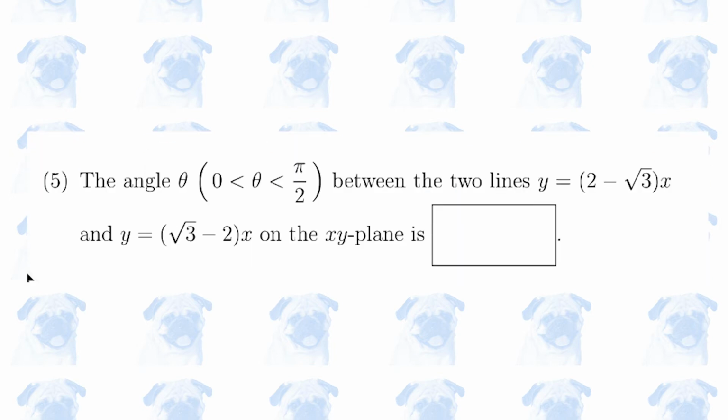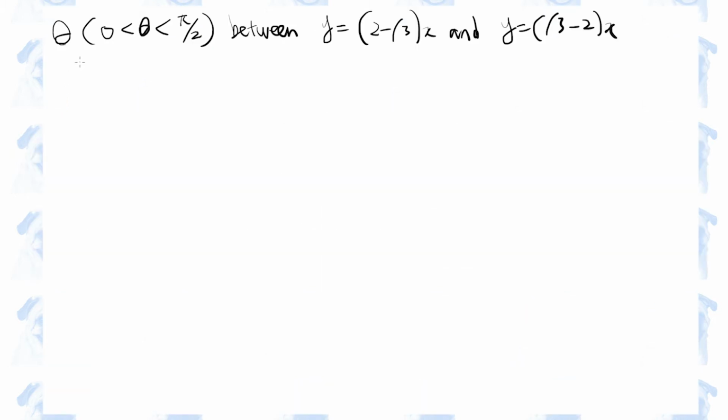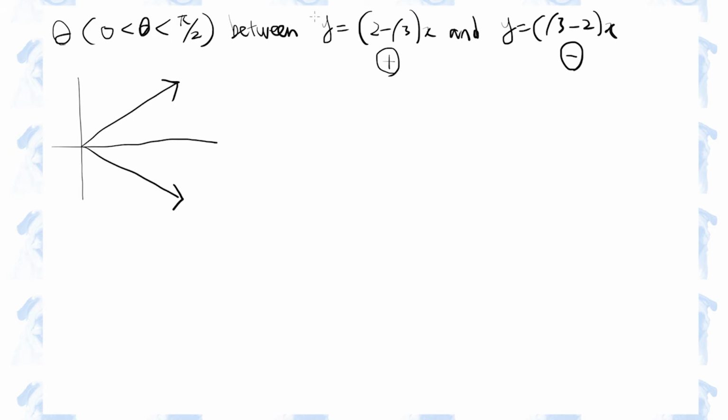Section 1, Question 5. So in this question, we have an angle which is between 0 and 90 degrees between these two straight lines, and we need to find the angle theta. Let's visualize this angle. Now, root 3 is about 1.7, so this is positive, whereas this is negative, and both these straight lines go through the origin. And let's call this number 1, and let's call this number 2. So number 1, number 2, and this is the angle theta.